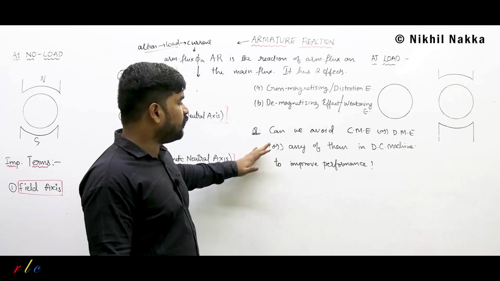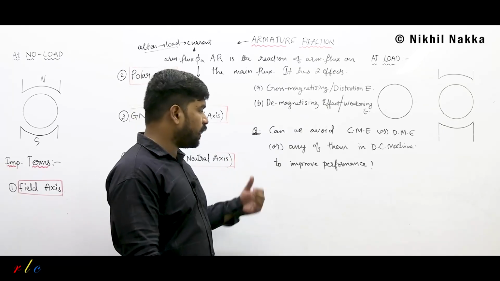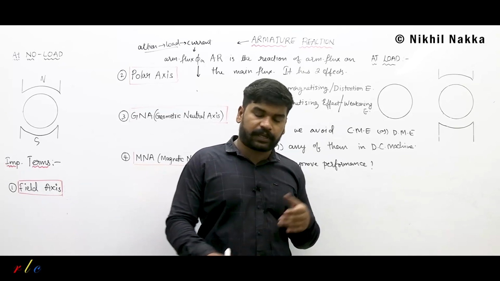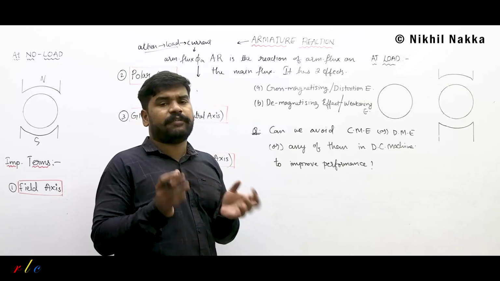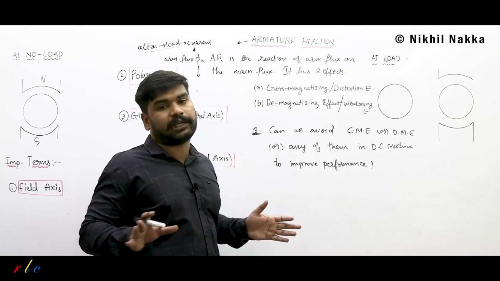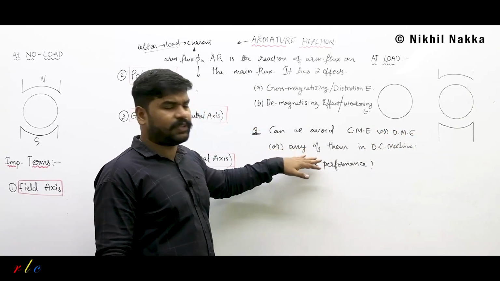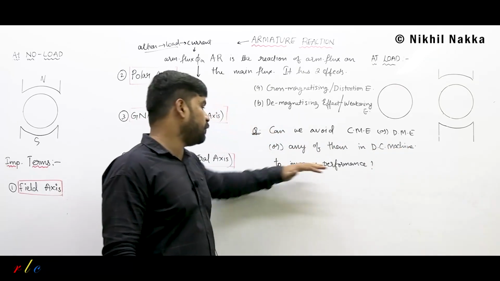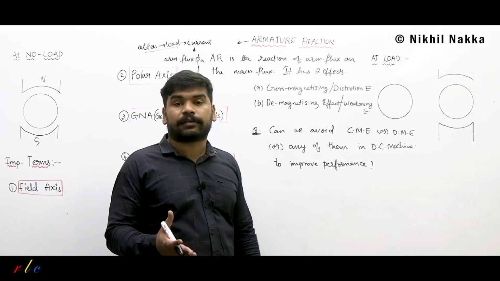I am asking, can you avoid the cross magnetizing effect or the demagnetizing effect? Because now I understood that because of this armature reaction, the performance of the machine is degrading. We are getting voltage drop and the performance is getting degraded. Is there any way that I can completely avoid the cross magnetizing effect or demagnetizing effect? Okay? Or any of them or both of them. Completely avoid armature reaction in a DC machine to improve performance. And out of these both, can we eliminate anybody completely?